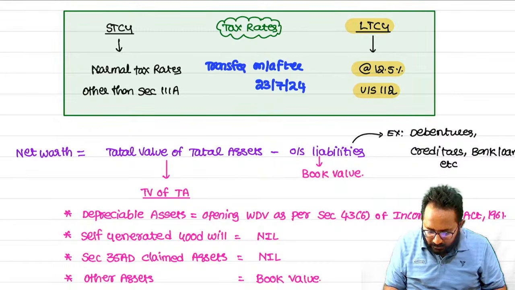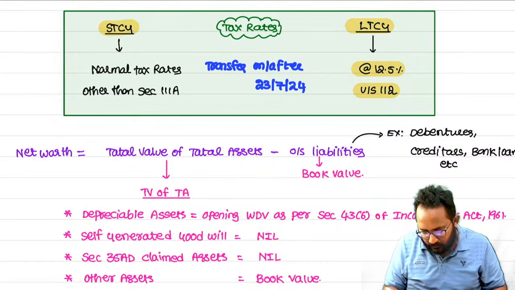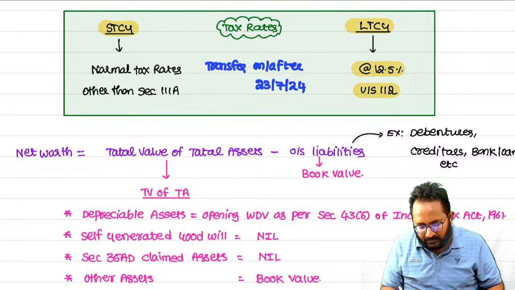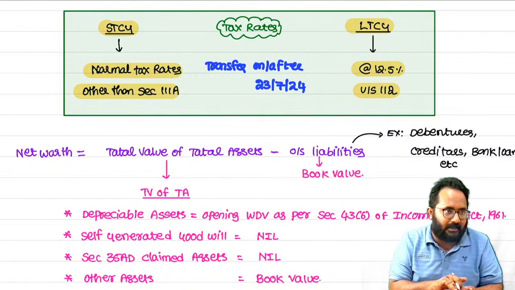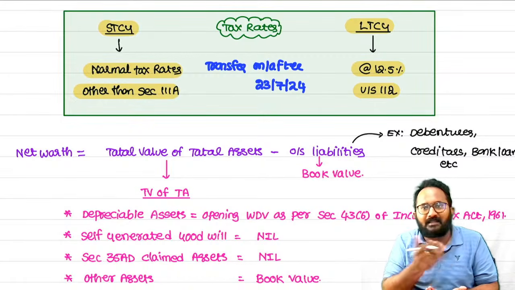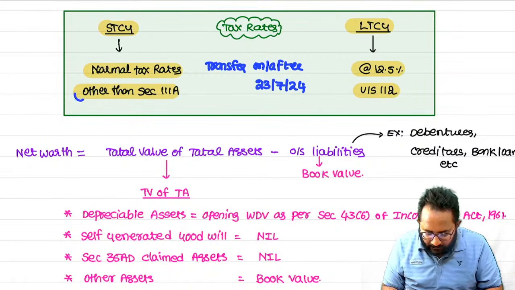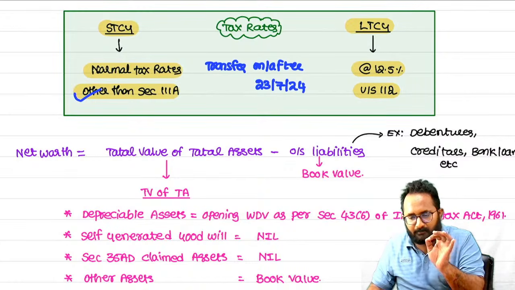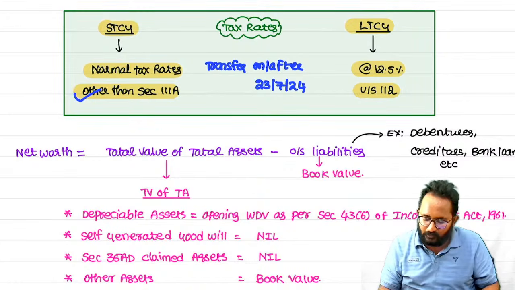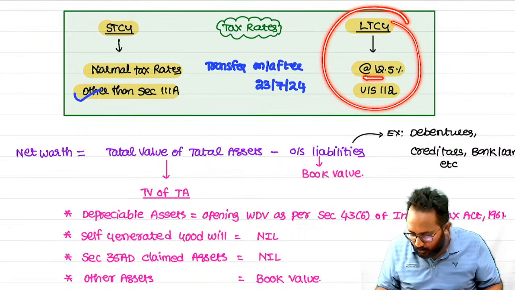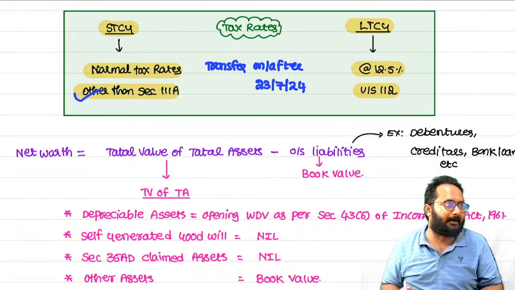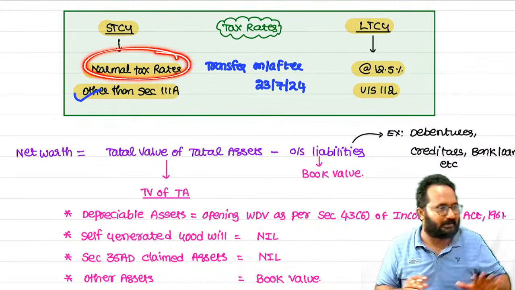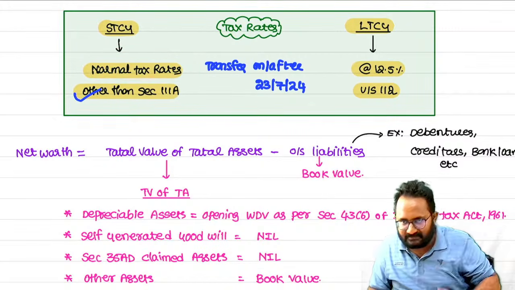Next, short term capital gain. Short term capital gain under section 111A is taxable at 20%. Other than 111A, what is the rate? Normal tax rates. Remember this: in exams mostly they will give long term and you have to apply 12.5%. If they give short term capital gain, you have to apply the normal tax rates only, not special tax rates.